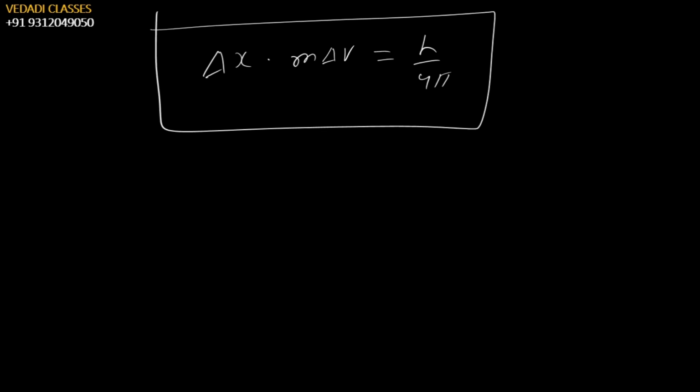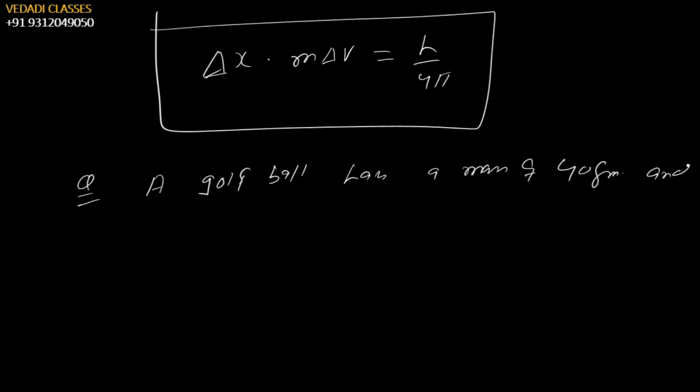Whatever question they ask, either they will give you the uncertainty in position and ask you to find the uncertainty in momentum, or the reverse. I'm giving one question related to this, like the NCERT question. A golf ball has a mass of 40 gram and a speed of 45 meter per second.